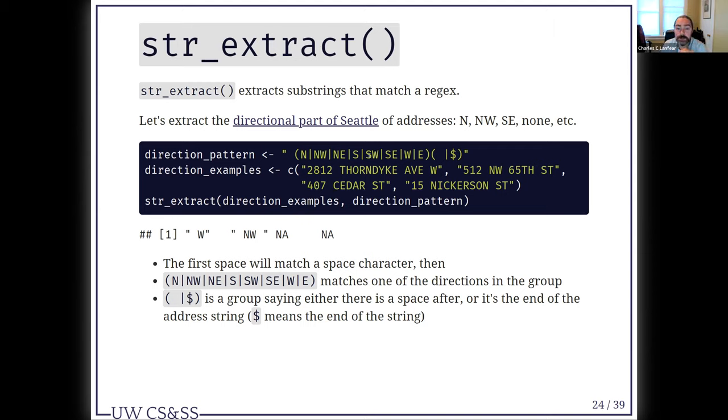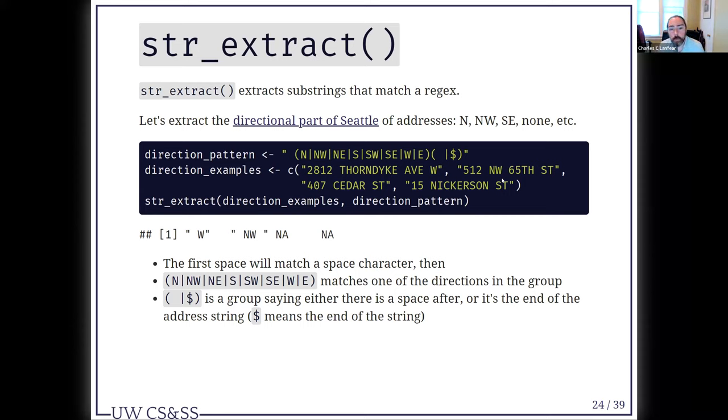What we want to extract from these addresses is the directional. For 2812 Thorndike Avenue West, we just want to get the West. For 512 Northwest 65th Street, we want the Northwest. For 407 Cedar Street, it doesn't have a directional, so we don't want to get anything. 15 Nickerson Street doesn't have a directional either. But importantly, we don't want to extract the N here thinking it's a north. We don't want to pick out these extra things. We want to just get the W, Northwest, and so on.